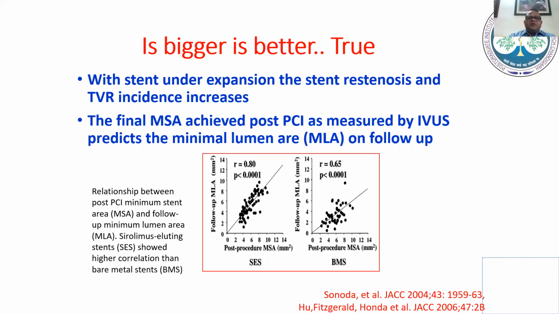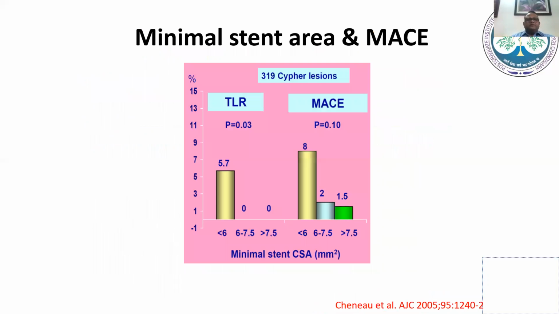Is a bigger stent diameter better? Yes, that is true. When we started using intravascular imaging, this particular study showed that the higher the minimal stent area after the procedure, the lower the chance of in-stent restenosis. You can very well appreciate that in-stent restenosis is lesser with the sirolimus eluting stent compared to the bare metal stent in this diagram. So this is the advantage: the bigger the area, the better the clinical or luminal outcome is going to be.